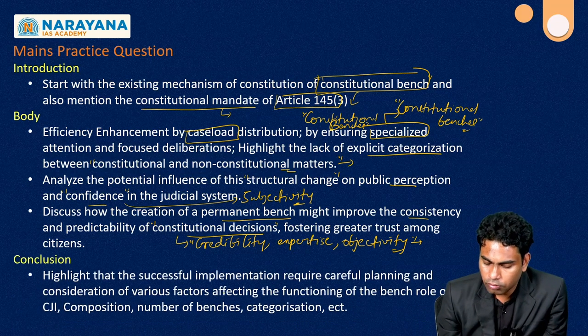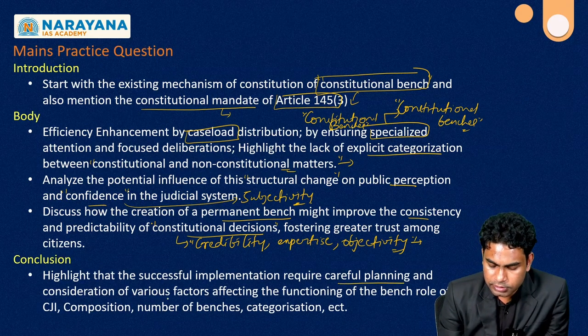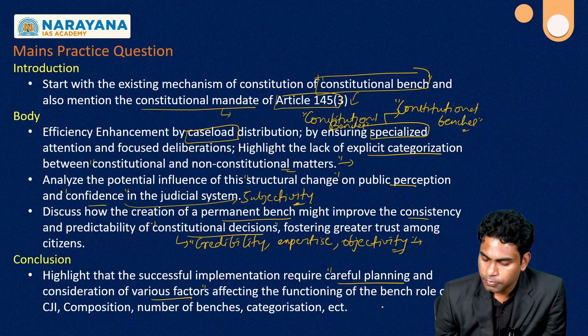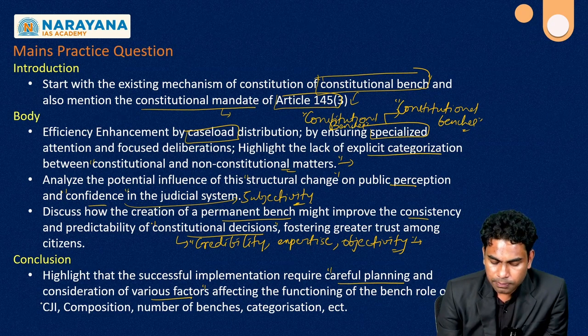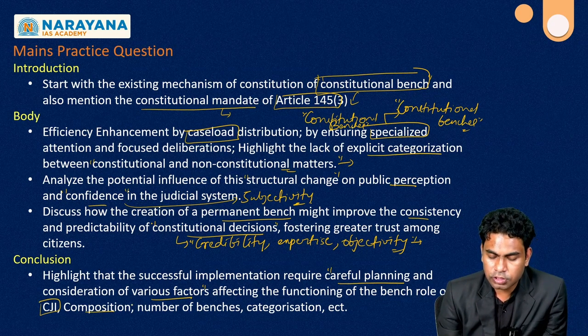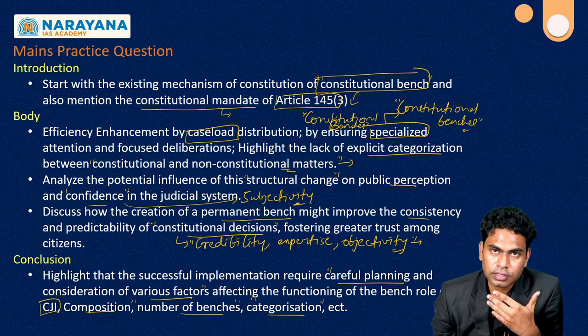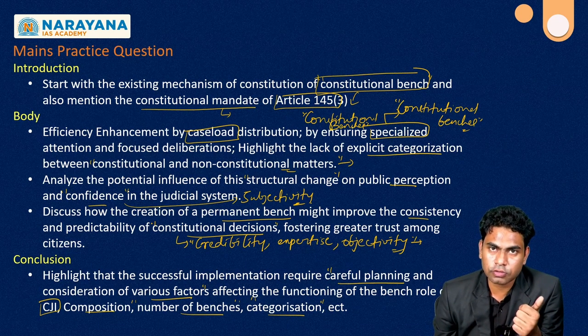In conclusion, write down that successful implementation requires careful planning and consideration of various factors. That is how to transform the structure of the Supreme Court, ultimately impacting the way the CJI needs to operate, the composition of the constitutional bench and non-constitutional bench if possible, and the number of benches, categorization, etc. Thus, seeing that the structural changes are of some consequence.